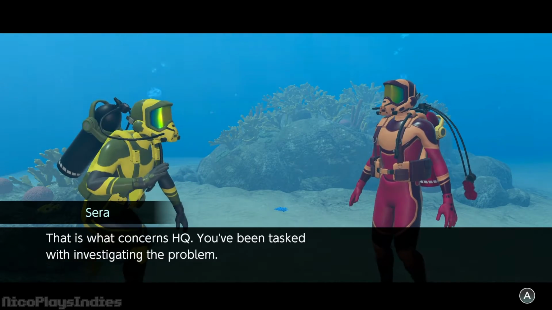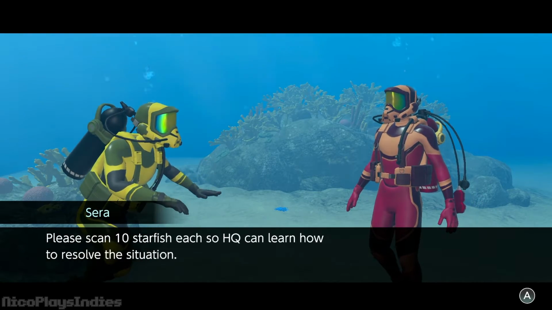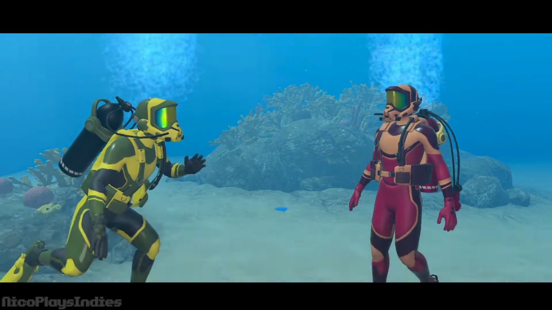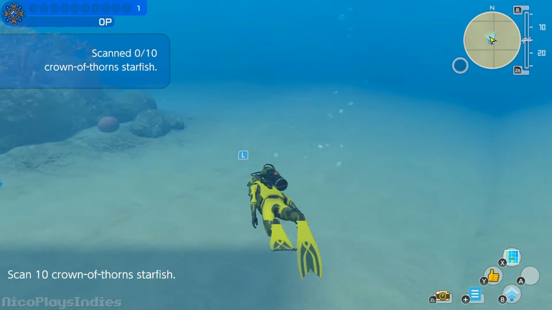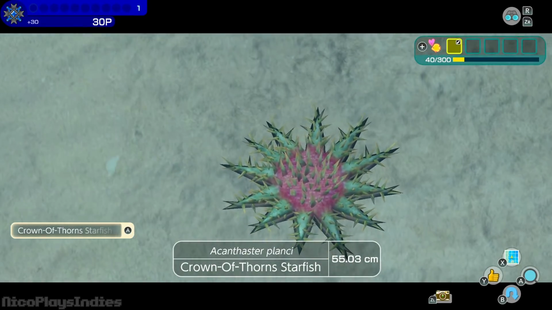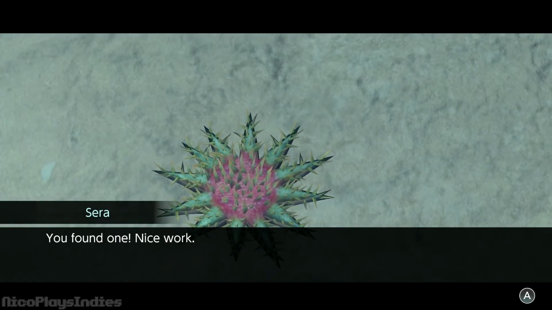You've been tasked with investigating the problem. Please scan 10 starfish each so HQ can learn how to resolve the situation. You found one. Nice work.